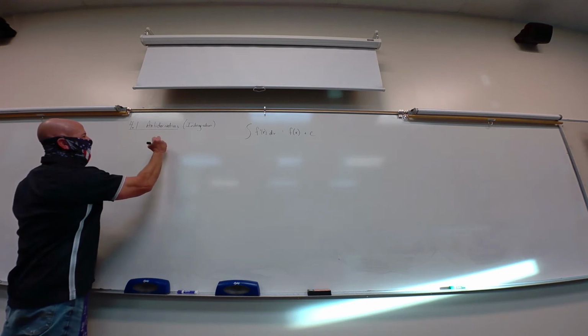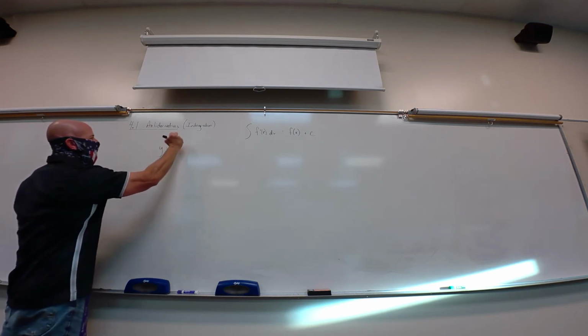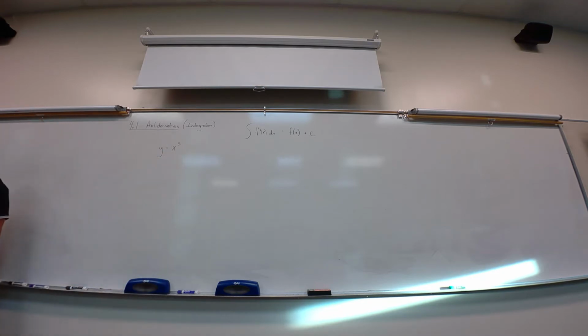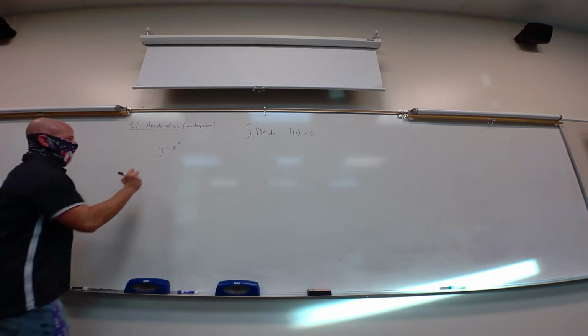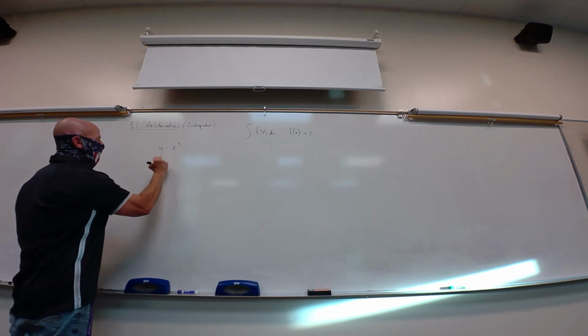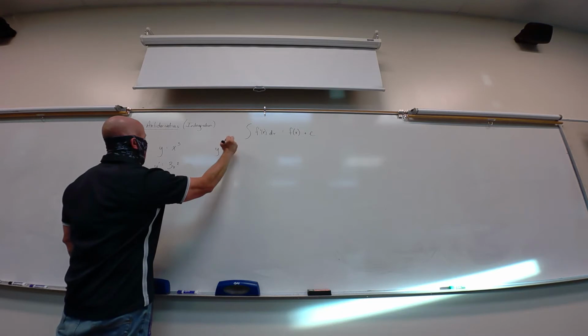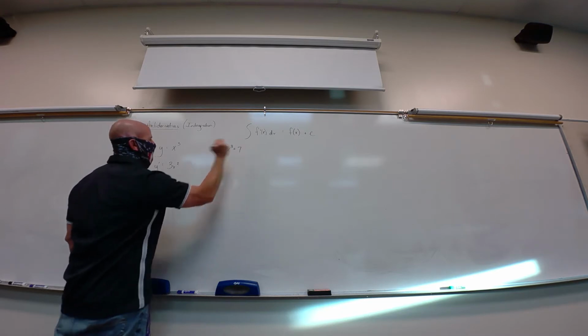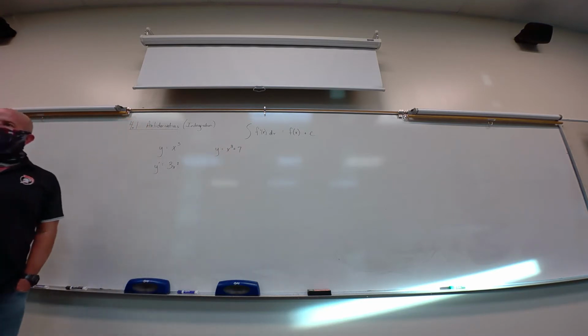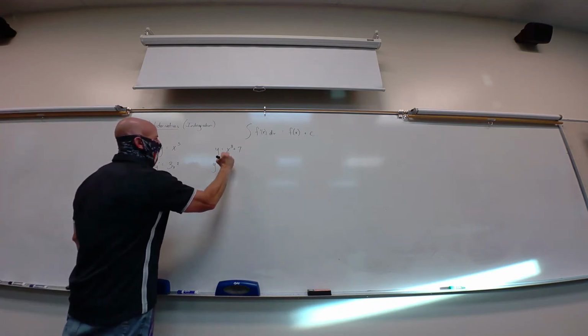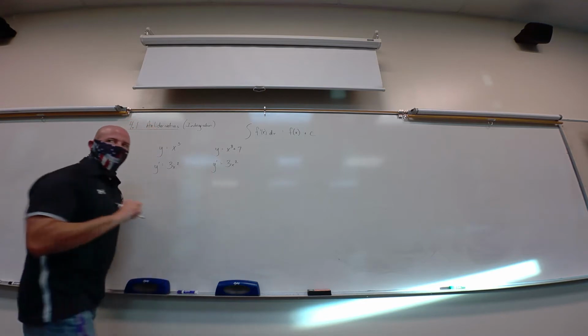let's look at this. What if I said y equaled x cubed? What would the derivative be? 3x squared. Nice and simple, right? Everybody agree with that? All right, so this y prime would be 3x squared. What if I said it was y equals x cubed plus 7? 3x squared. Still 3x squared, right? Everybody agree with that?